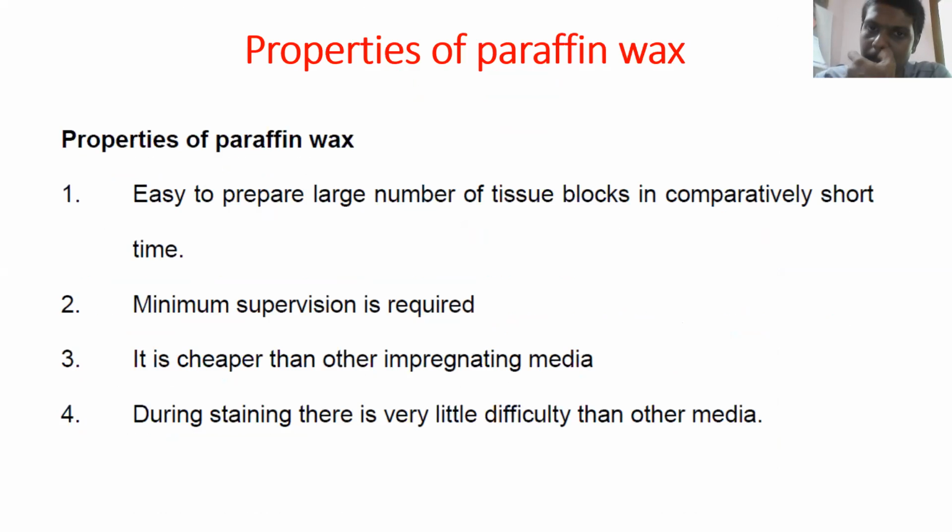Whenever we are preparing this block making, there are certain things that we need to remember. Usually we will use paraffin wax, and there are certain properties that the paraffin wax needs to satisfy. The properties include that the paraffin wax needs to be easily prepared in large volume. It should have minimum supervision. It should be cheaper than other impregnating agents, and this paraffin wax should not interfere with the staining. We should be able to easily remove this paraffin wax from the tissue.